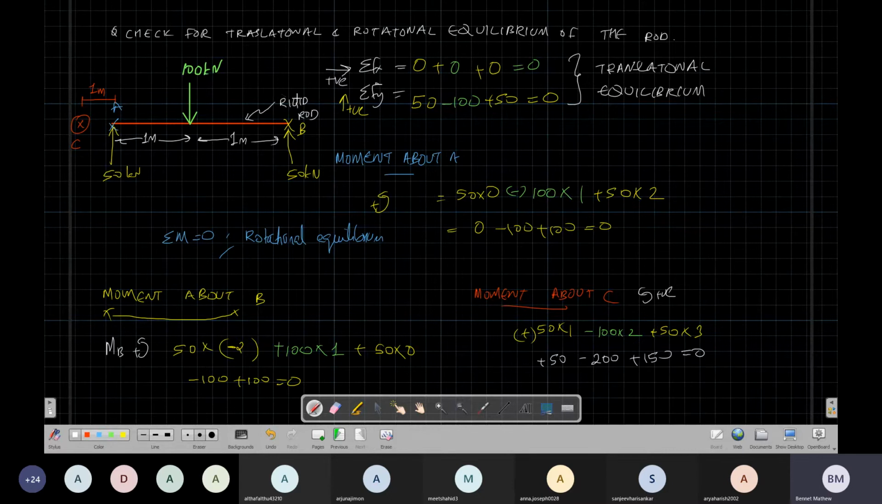This is a very common structure. Bridges. So let's say a bridge.